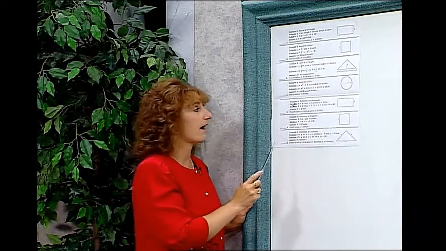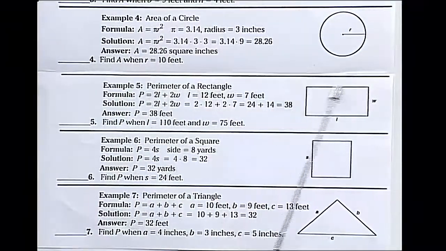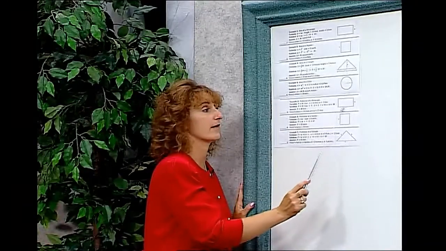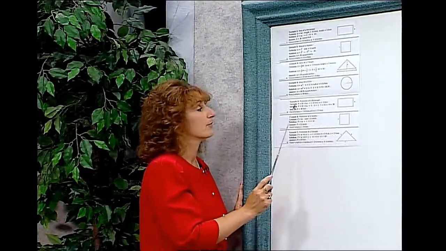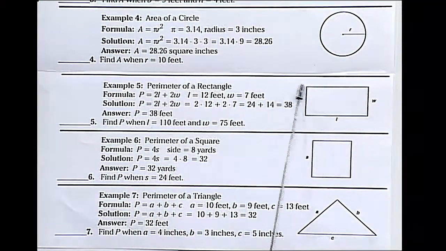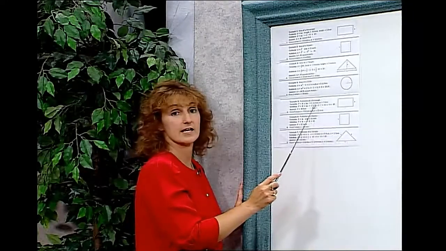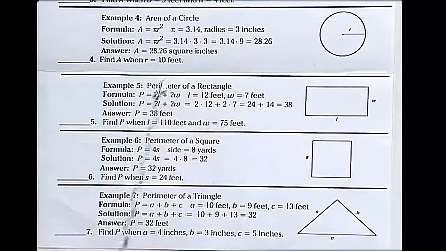In example 5, we have perimeter of a rectangle. Perimeter is the distance around the outside, as if you were putting a fence around the object. The perimeter formula is 2 times the length plus 2 times the width, since we have 2 lengths and 2 widths. Our length in this case is 12 feet, our width is 7 feet.